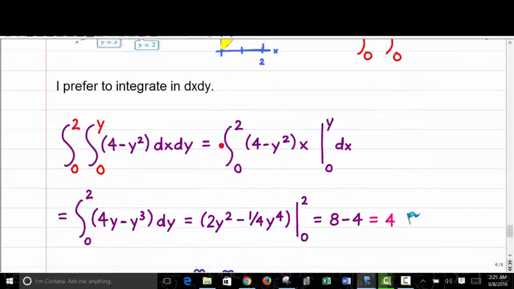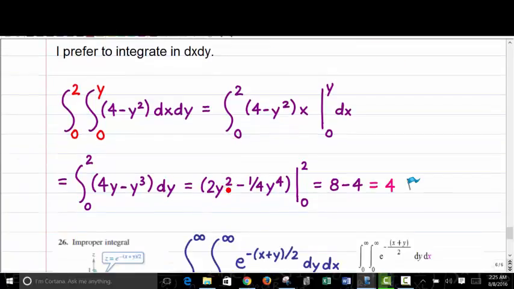All right, so the antiderivative gives you an x. Put in 0 to y, so it brings down a y. Then you distribute it, which gives you 4y minus y cubed dy. Easy antiderivative: 2y squared minus 1/4 y to the 4th, from 0 to 2. And that worked out being 4.